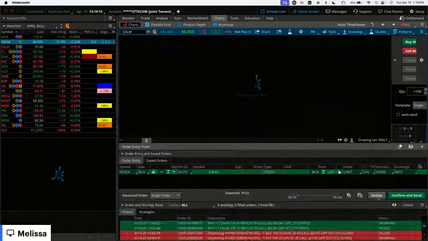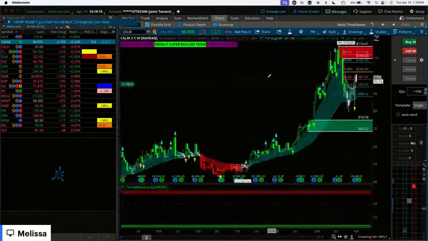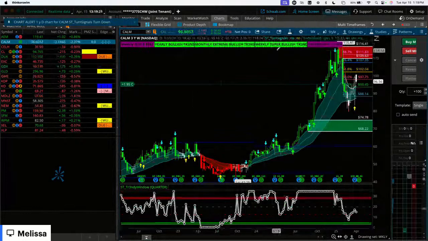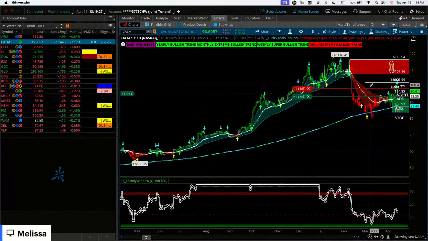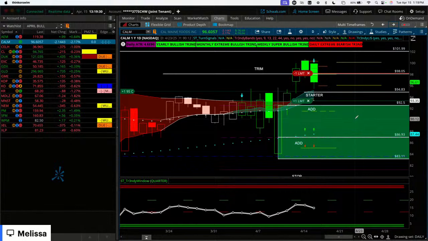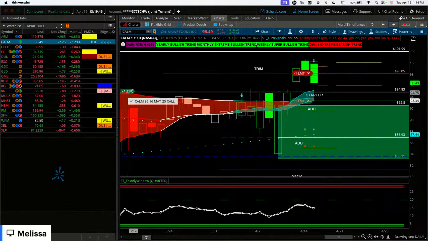I just started a CALM, a Cal-Maine Foods trade here. It is very bullish. Okay. That's why it's on my bullish watch list. The trade that I just started today was taken off of the 9 EMA on this daily cloud. A pullback to there. We started the position to the upside. I bought the $95 calls expiring on May 16th.